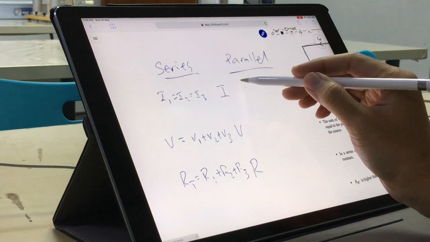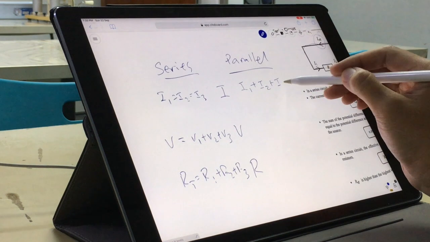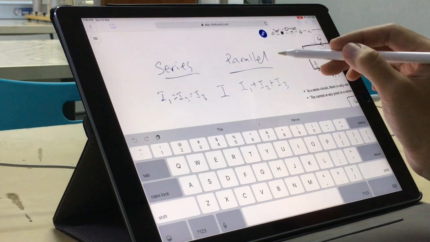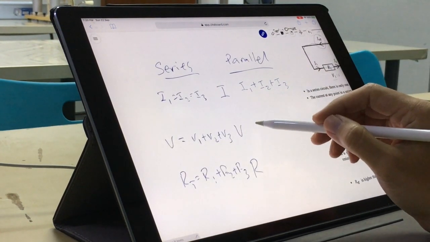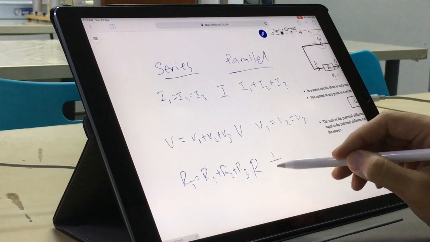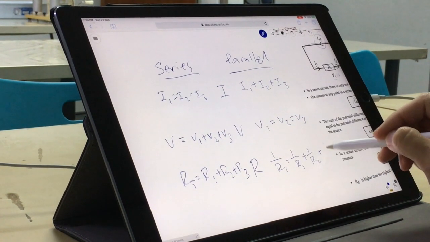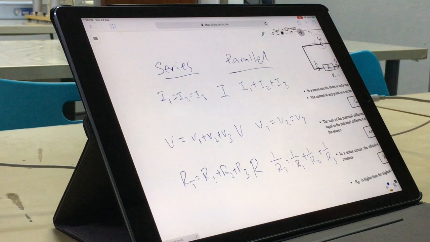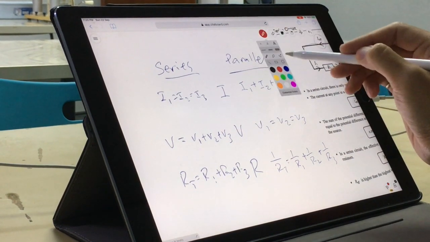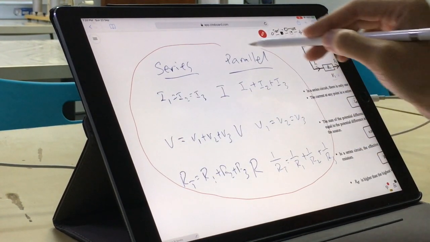So I equals I1 plus I2 plus I3. Then for voltage, V equals V1 equals V2 equals V3. And the last one, 1 over RT equals 1 over R1 plus 1 over R2 plus 1 over R3. So altogether we now have 6 more formulas. This whole thing is 6 formulas.